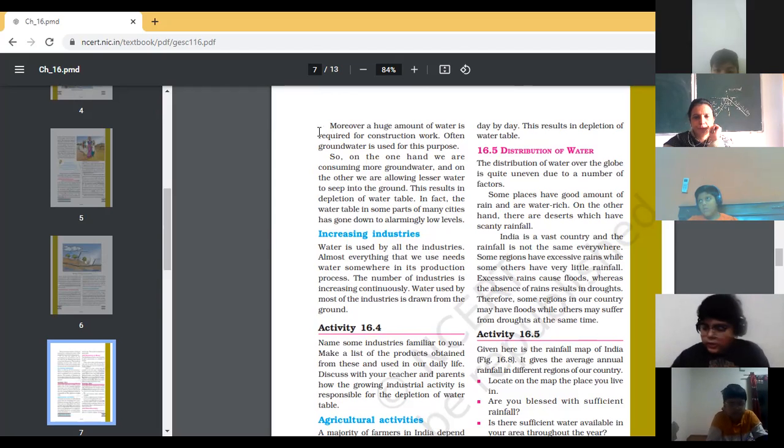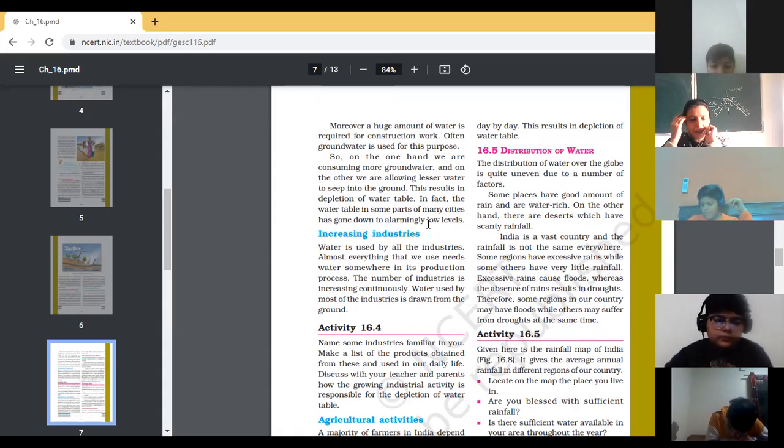Yes, ma'am. Moreover, a huge amount of water is required for construction work. Often, groundwater is used for this purpose. So, on the one hand, we are consuming more groundwater, and on the other hand, we are allowing lesser water to seep into the ground. This results in depletion of the water table. In fact, the water table in some parts of many cities has gone down to alarmingly low levels.